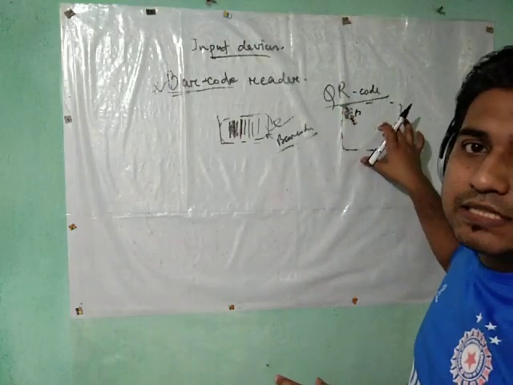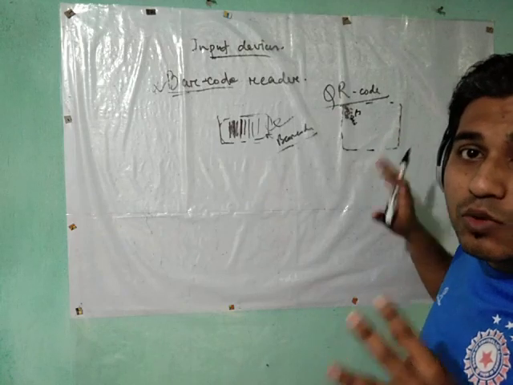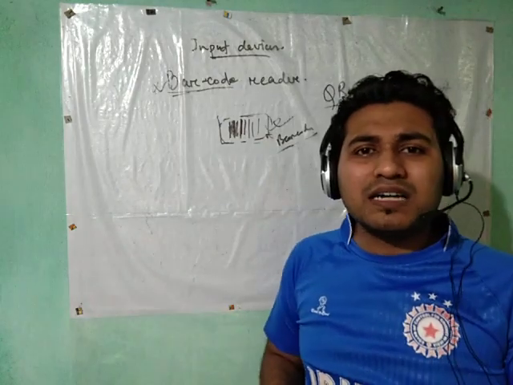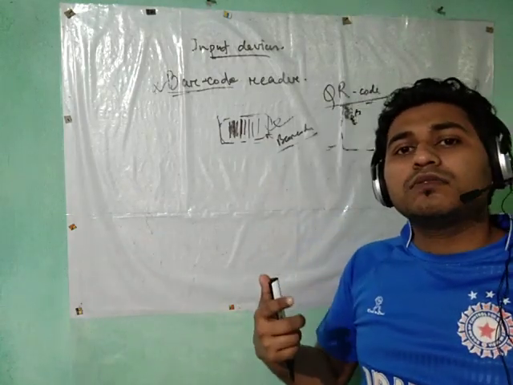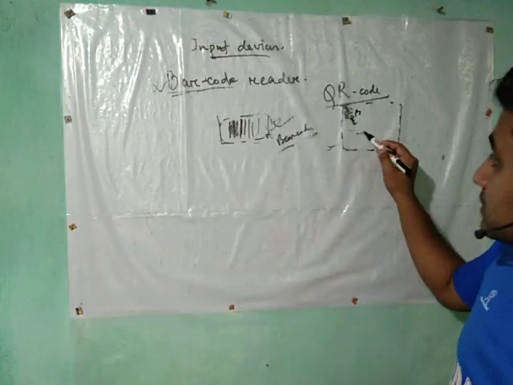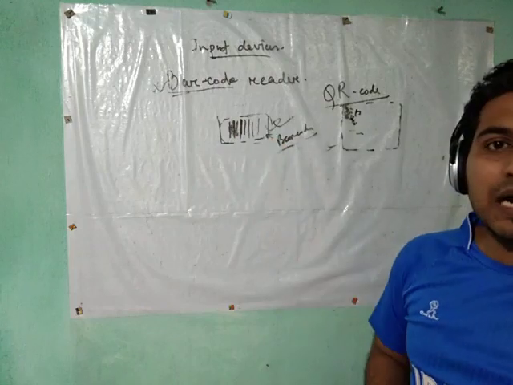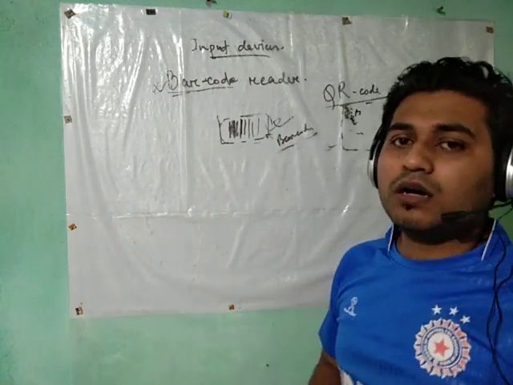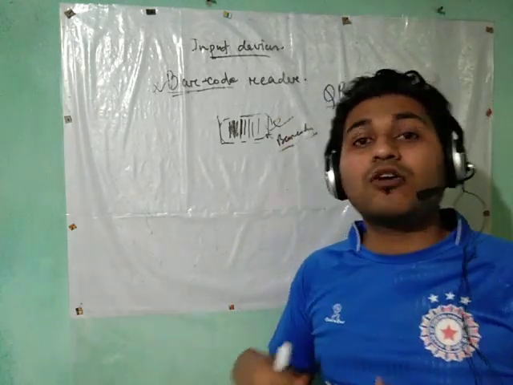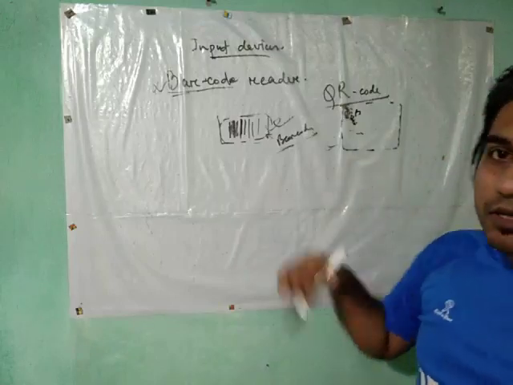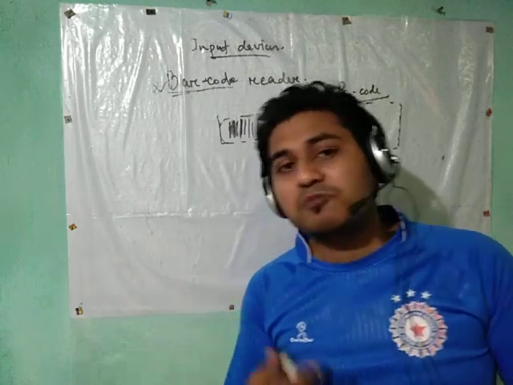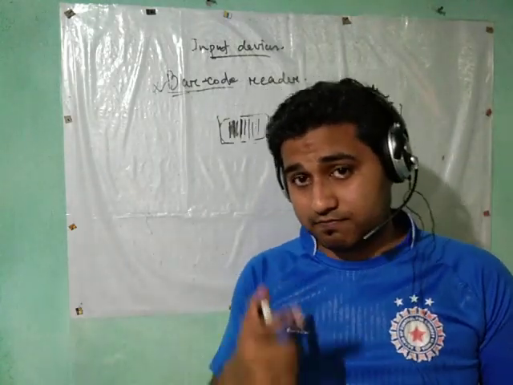For scanning or decoding this we need what? A QR code reader, yes or no? But nowadays our smartphones are very much capable of decoding this type of code. Understood? So this code is very useful, but all smartphones still cannot scan these barcodes. That means they cannot decode a barcode, but a QR code can be decoded by any of our smartphones nowadays.